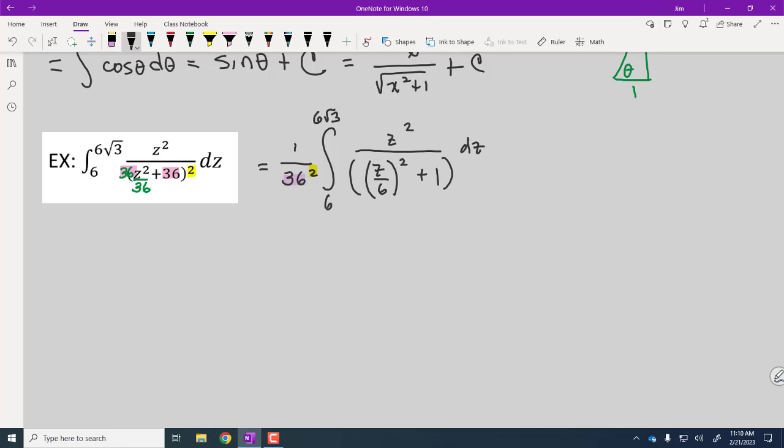When you pulled the 36 out and you took the square with it, the square went completely away from the denominator? No, it should still be there. Oh, okay. Yeah, sorry. Thank you. Yeah, it should still be there.